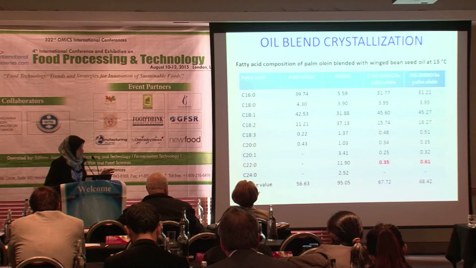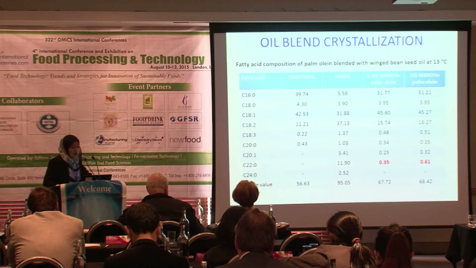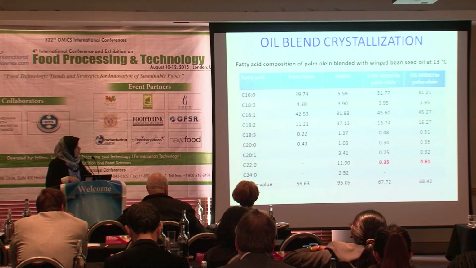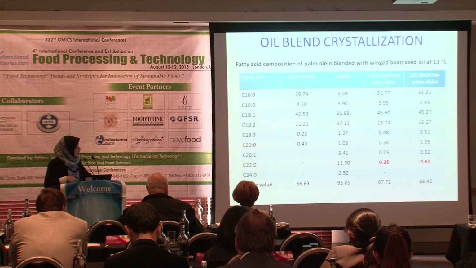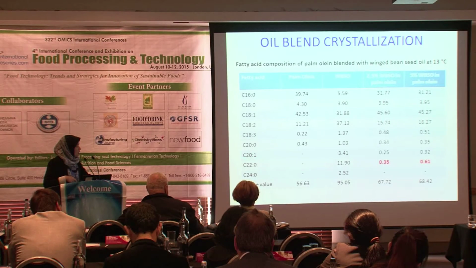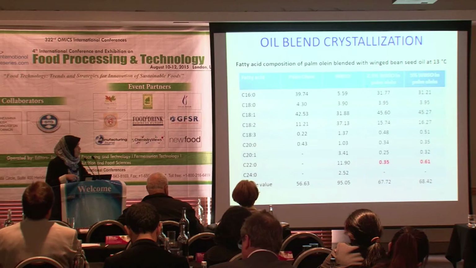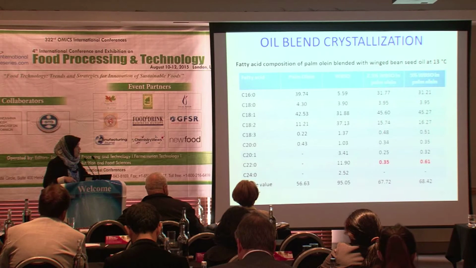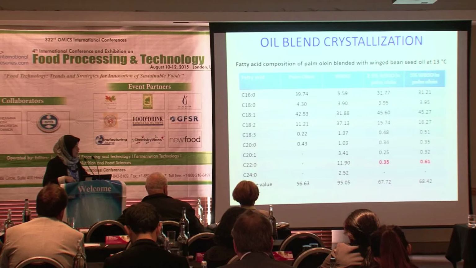We also filtered the crystallization slurry, and we subjected it to fatty acid composition analysis, and we can see that in palm olein we only have about 6 major fatty acids, and with wing bean seed oil we have additional fatty acids with C20 chains and above. And as we add the wing bean seed oil, we have an increase in the behenic acid, which is a very long chain saturated fatty acid.